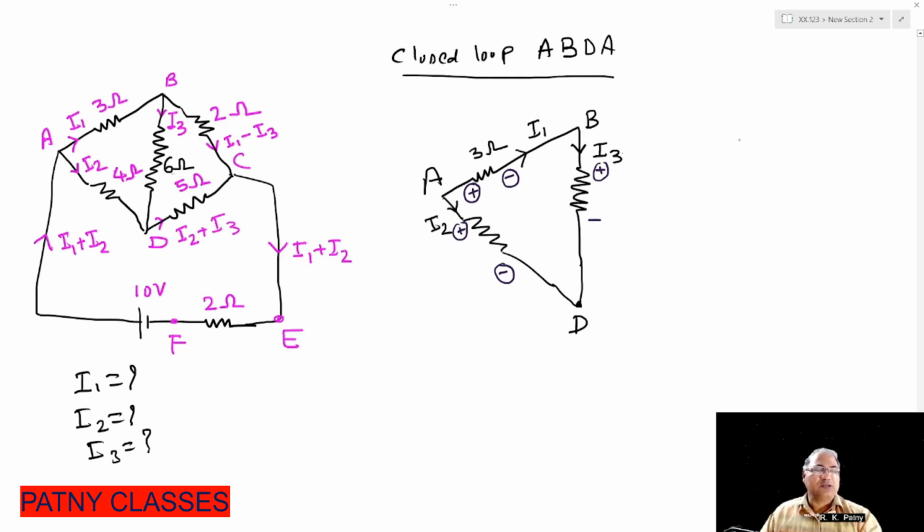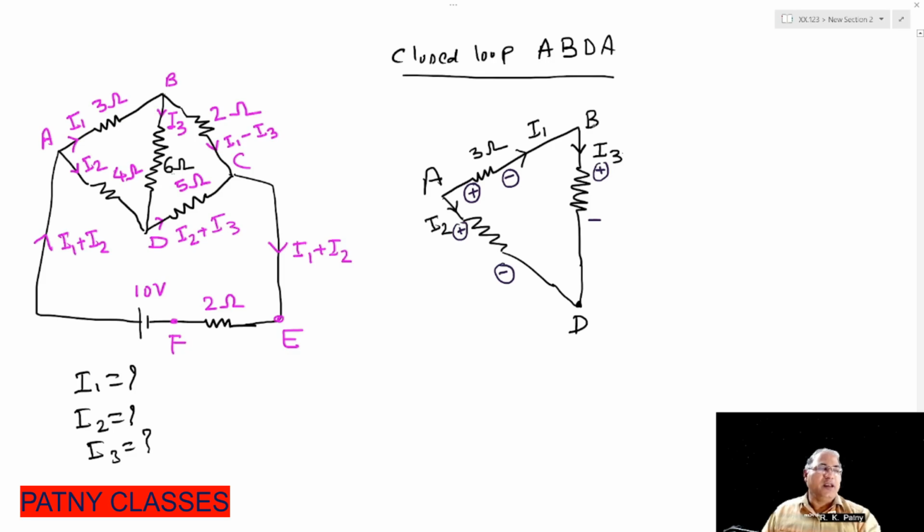So from where you are starting, we are moving in the direction of current, and current flows from higher potential to lower potential. From where the current is starting, that is plus, and where the current is going, that is minus. So for A to B, current is starting from the side of A, so the A side is positive and the B side is negative, because current is moving from A to B.